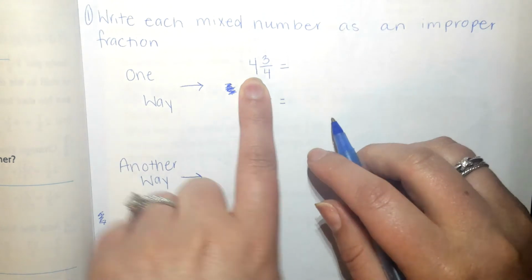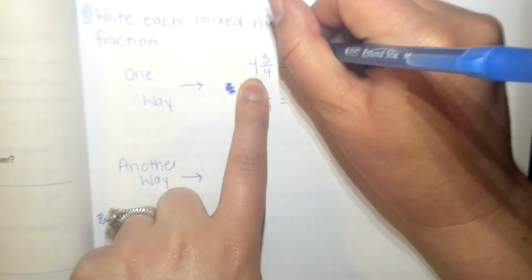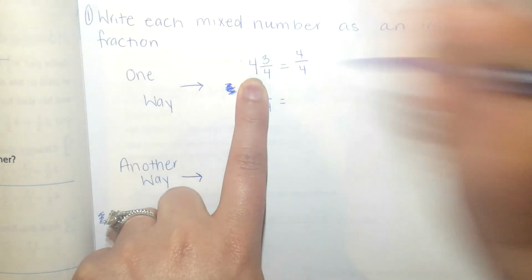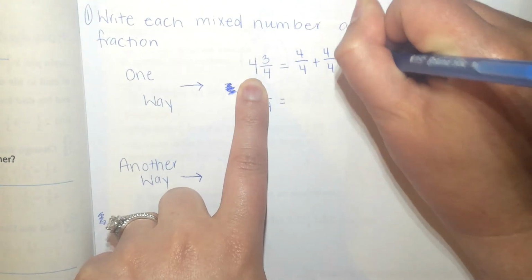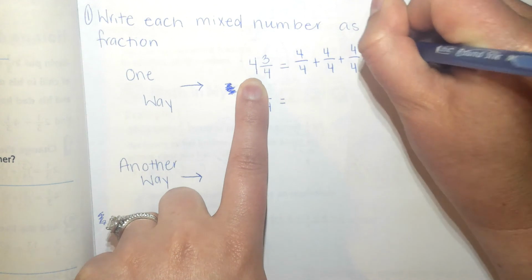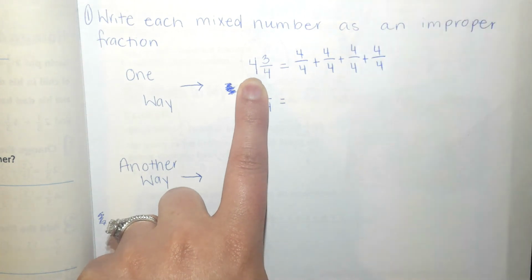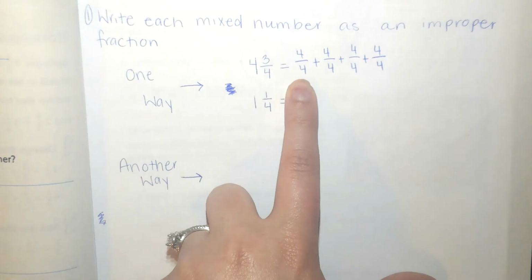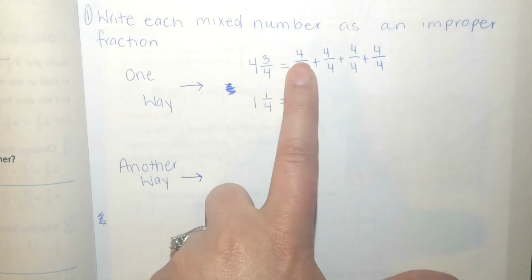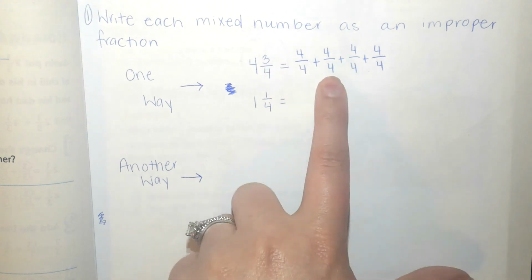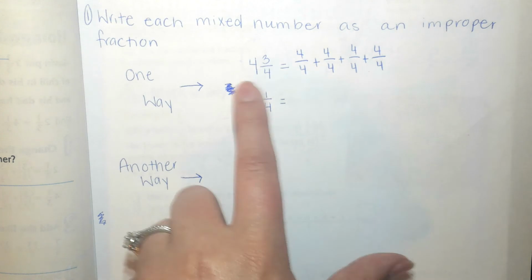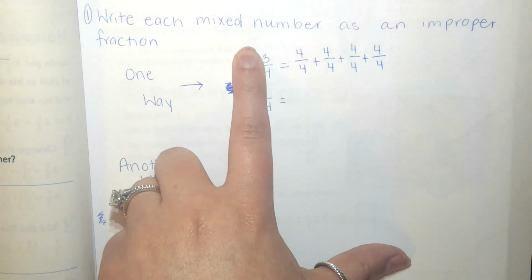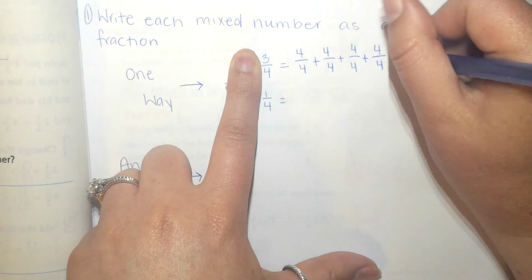Well, I have 4 of them, so one would be 4/4. My second one would be another 4/4, another 4/4, and another 4/4, because I know 4/4 is equivalent to 1. So I have really 1 plus 1 plus 1 plus 1 to make this 4 here. So I've done this 4, and now I need to add in my 3/4.